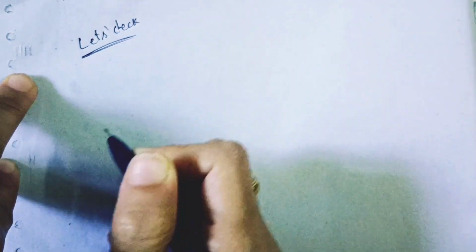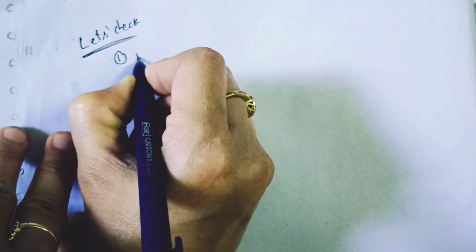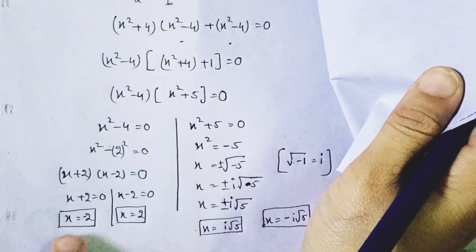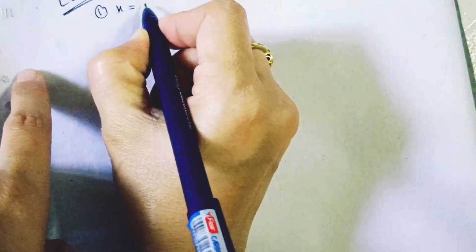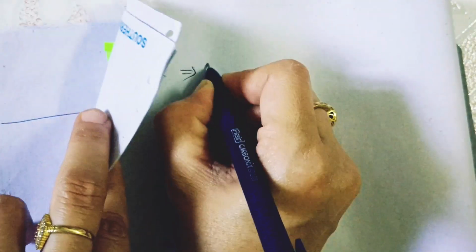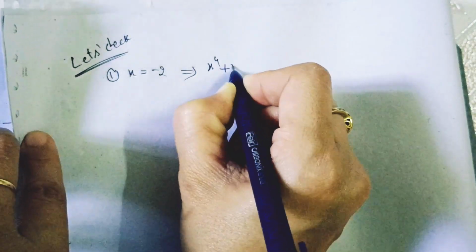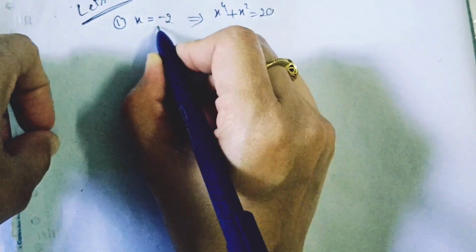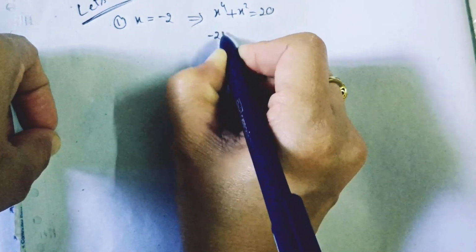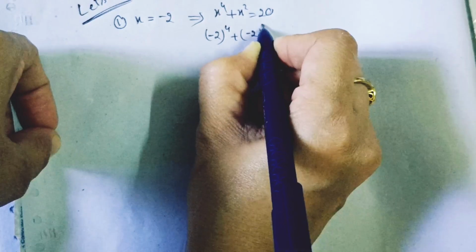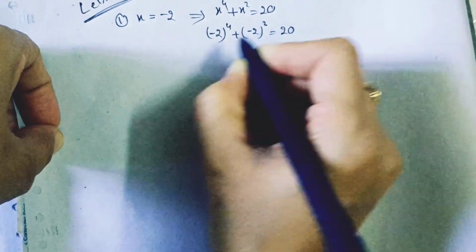Let's check. First value: x equal to minus 2. Our equation is x to the power 4 plus x squared equal to 20. Here in the place of x we have to put minus 2: (minus 2) to the power 4 plus (minus 2) squared equal to 20.